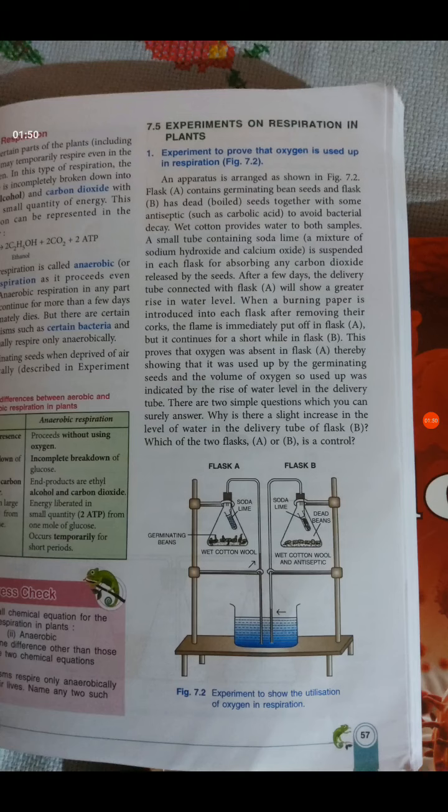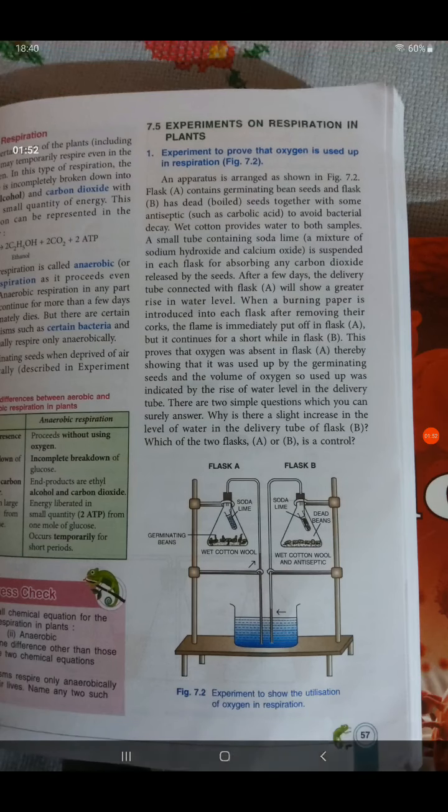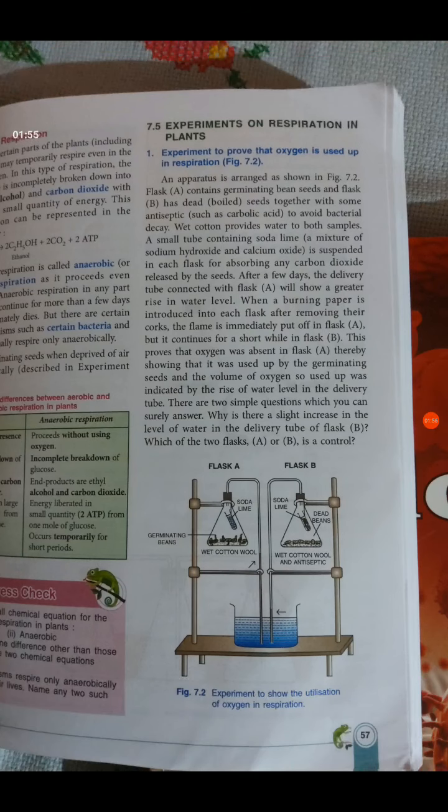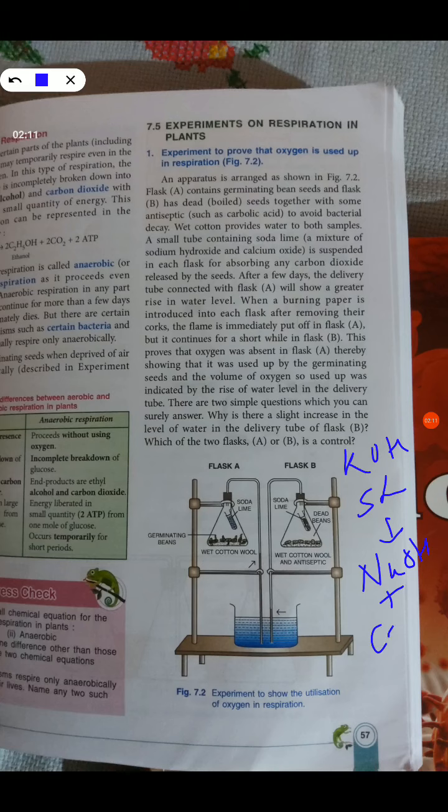Soda lime is a mixture of sodium hydroxide and calcium oxide. In place of soda lime, we can use KOH also, that is potassium hydroxide. It also serves the same purpose. So either we can take KOH or we can take soda lime, which is a mixture of sodium hydroxide and calcium oxide. The purpose of this chemical is to absorb carbon dioxide.